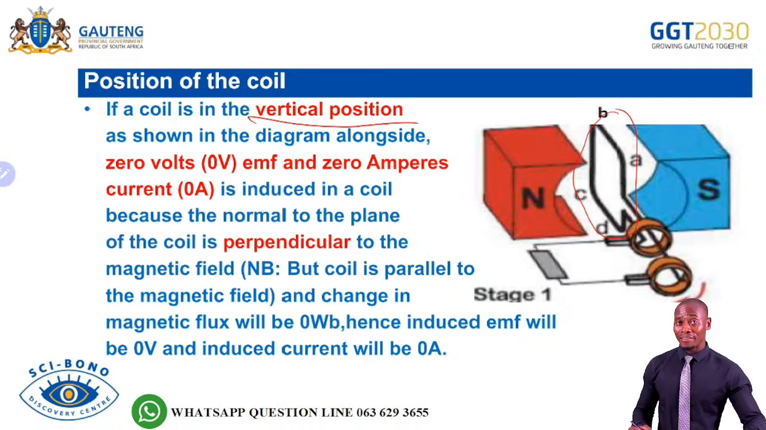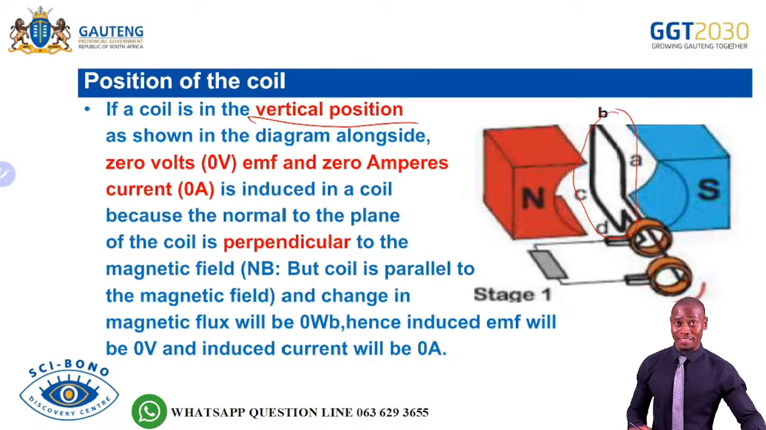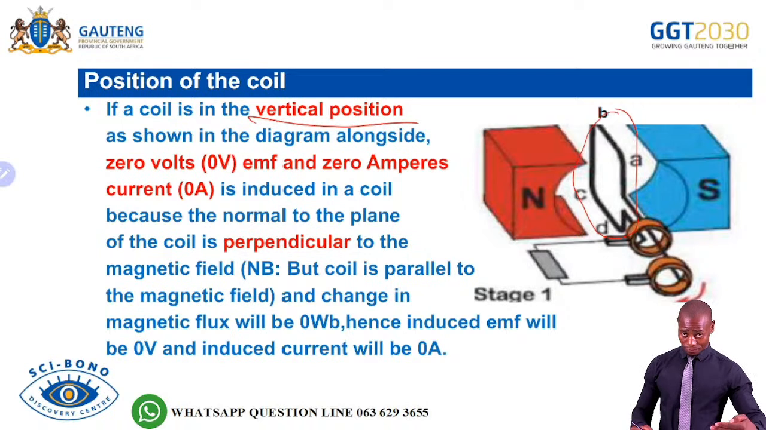So that is how actually you have to explain. Normal to the plane, right? It is perpendicular to what? To the magnetic field. And if the normal to the plane of the coil is perpendicular to the magnetic field, right, magnetic flux will be 0, right? And if magnetic flux is 0, therefore what? EMF is also going to be 0. 0 volts. All right. So if the coil is in the vertical position, 0 EMF is induced.